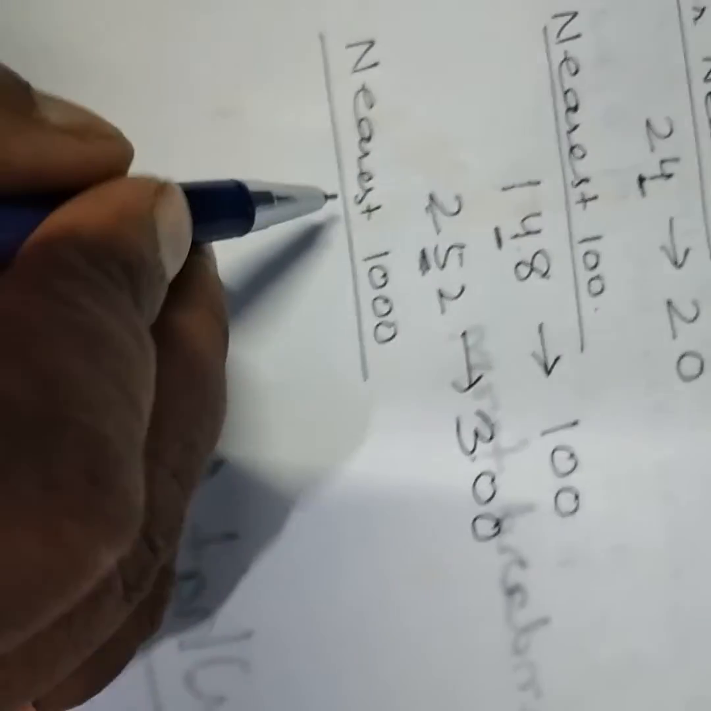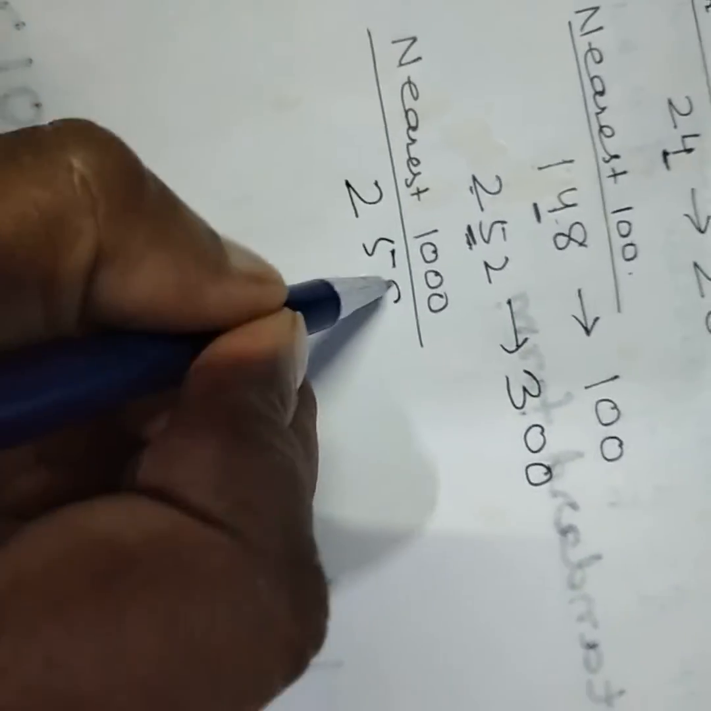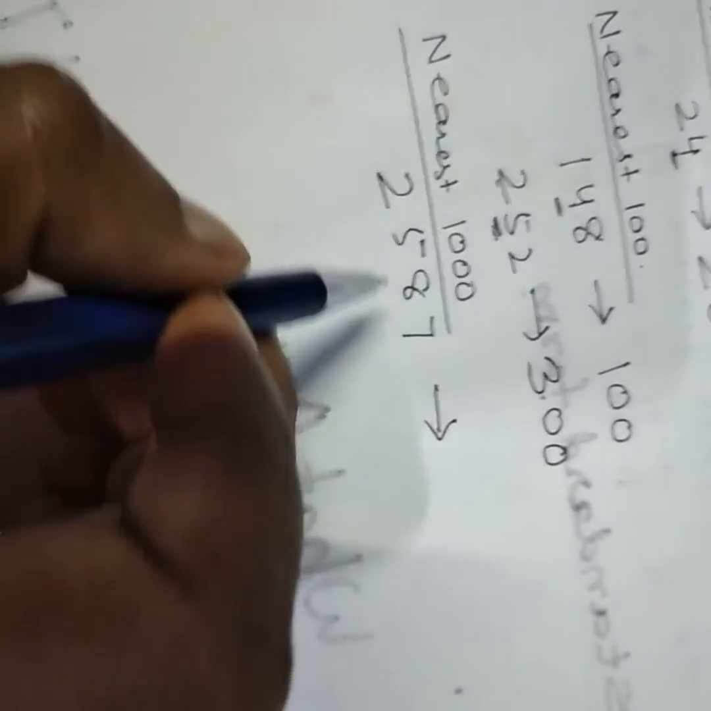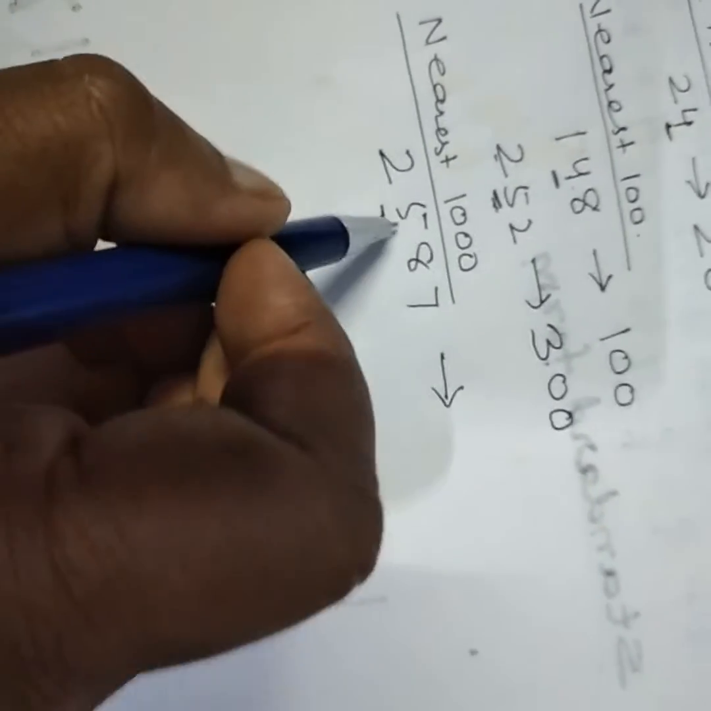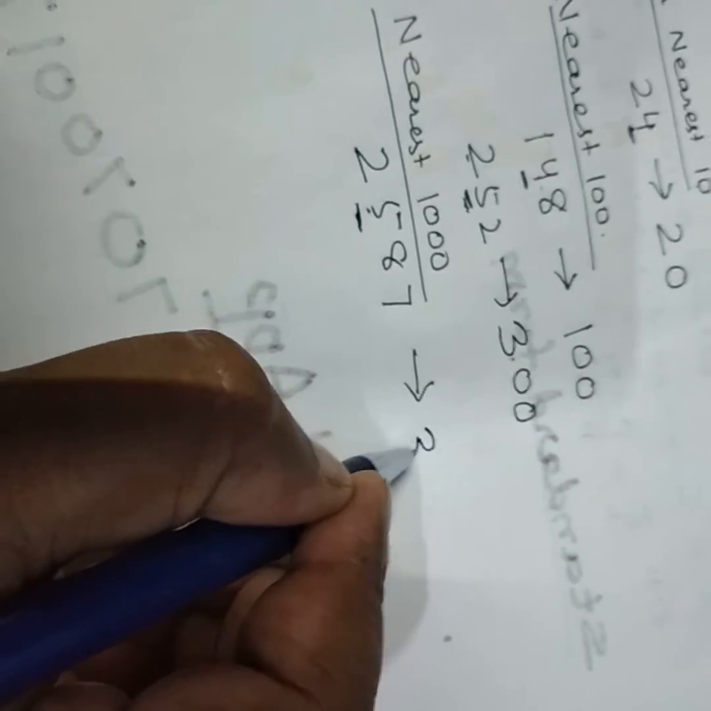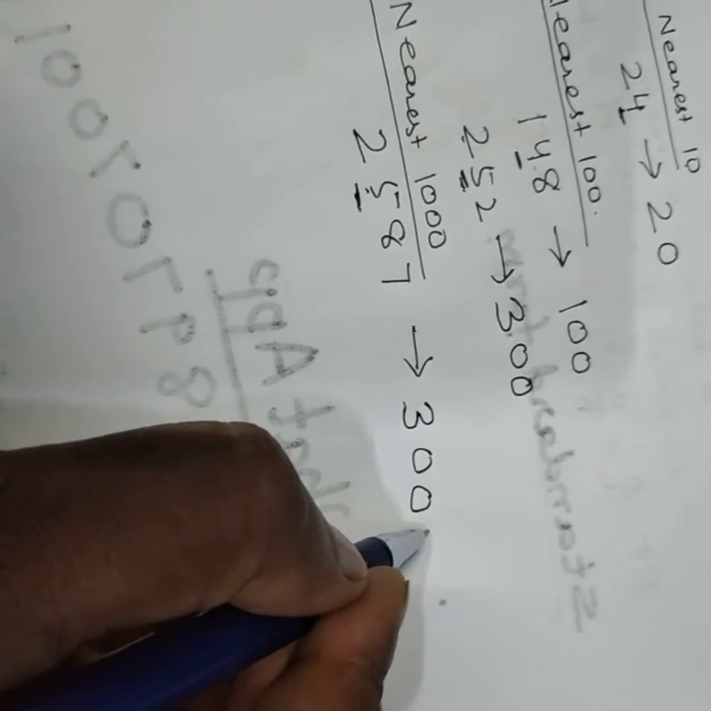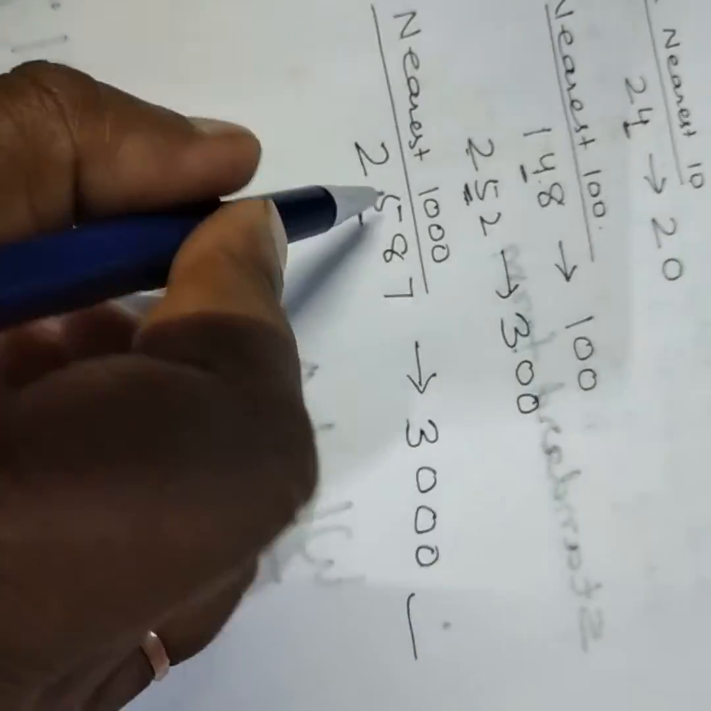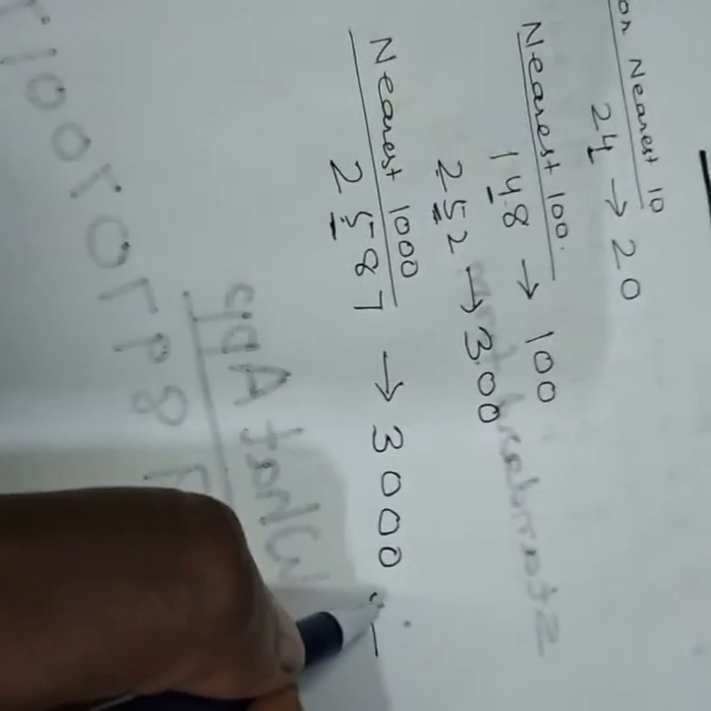Now we will discuss nearest 1000. Suppose the number is 2587 and we have to find the nearest 1000. So we look at the hundreds place. This one is 5. So we increase the thousands place, and the remaining hundreds, tens, and ones places we keep as 0. So the estimation, or nearest 1000, of 2587 is 3000.